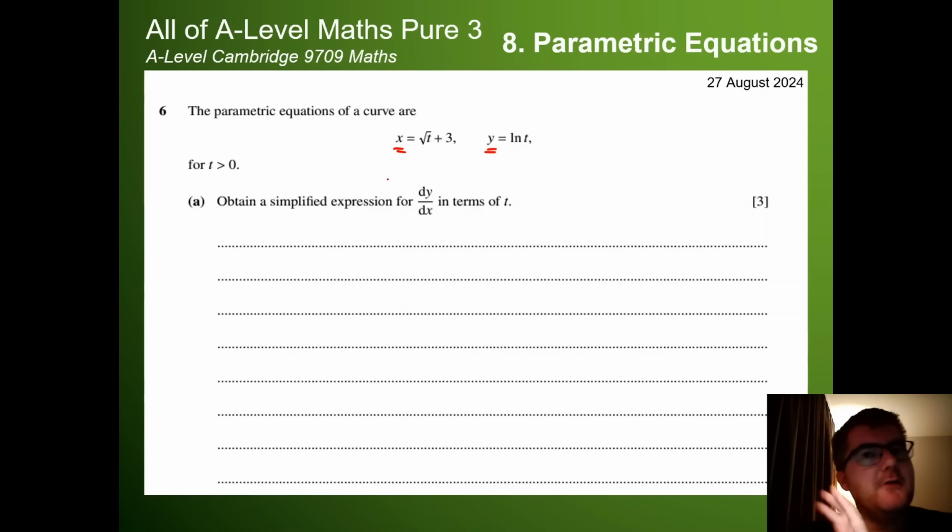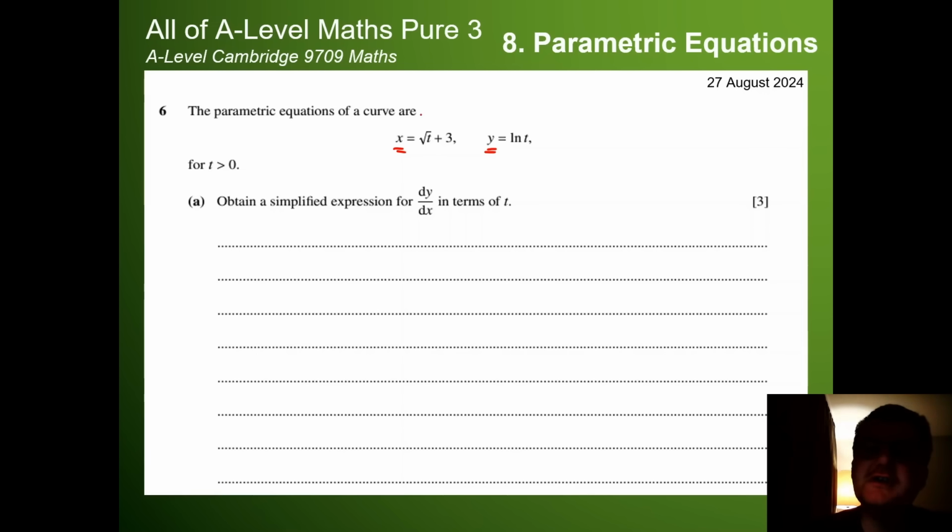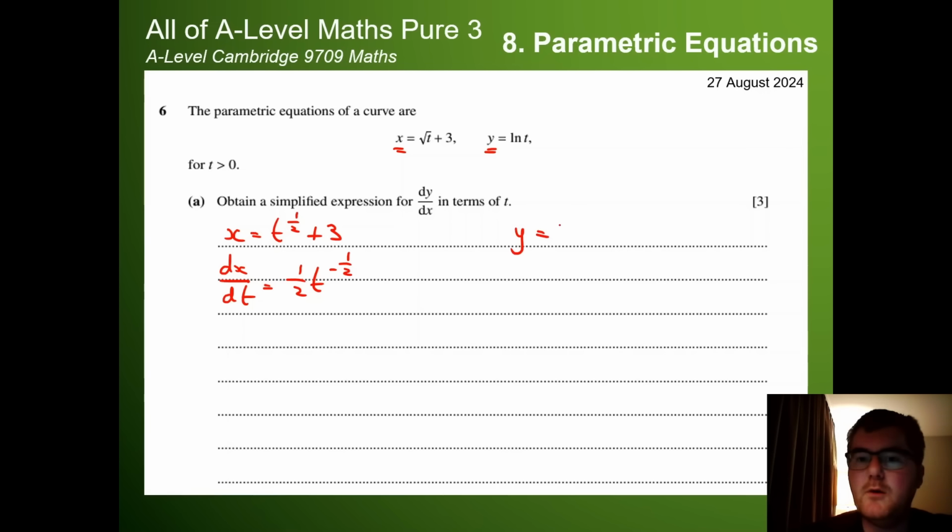So whenever you're working with parametric equations, you generally want to differentiate in terms of the variable given. So if we take x is equal to t to the power of a half plus 3, then if we differentiate, we get dx by dt, which is equal to a half t to the power of minus a half. And if we do the same with y is the natural log of t, then dy by dt is equal to simply 1 over t.